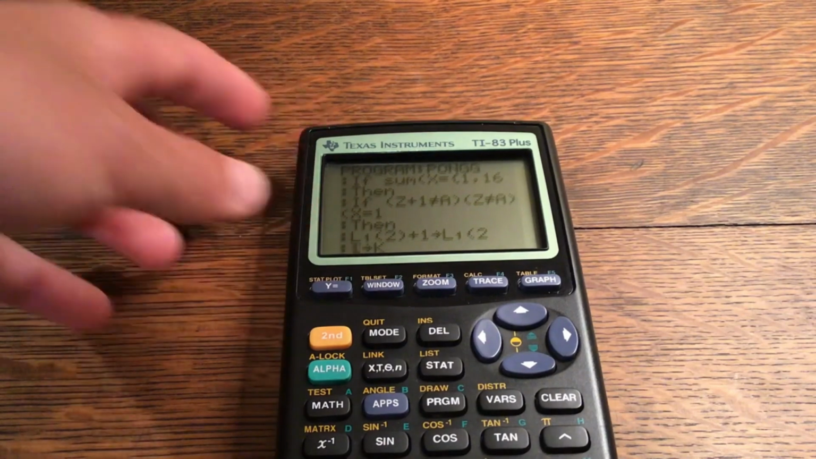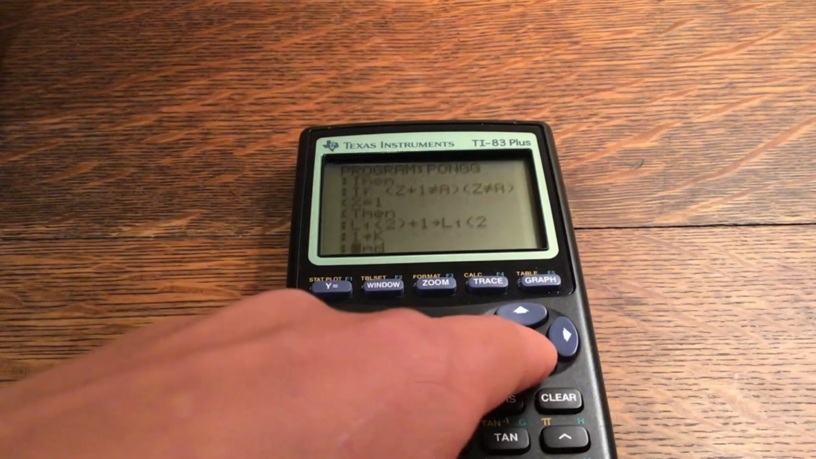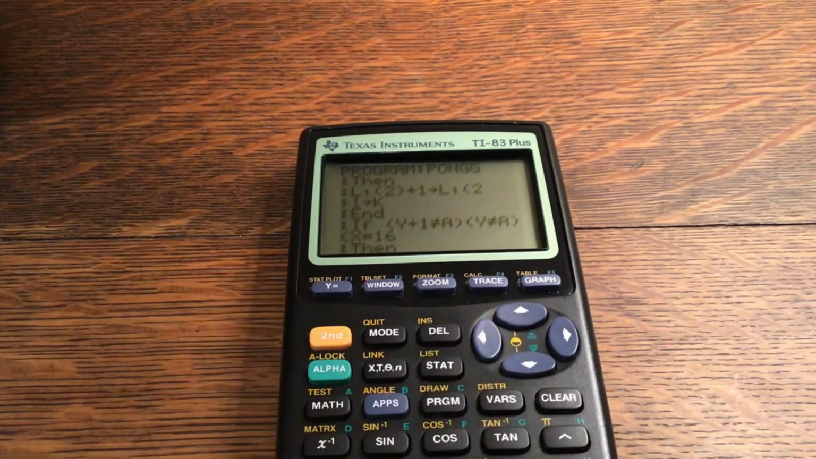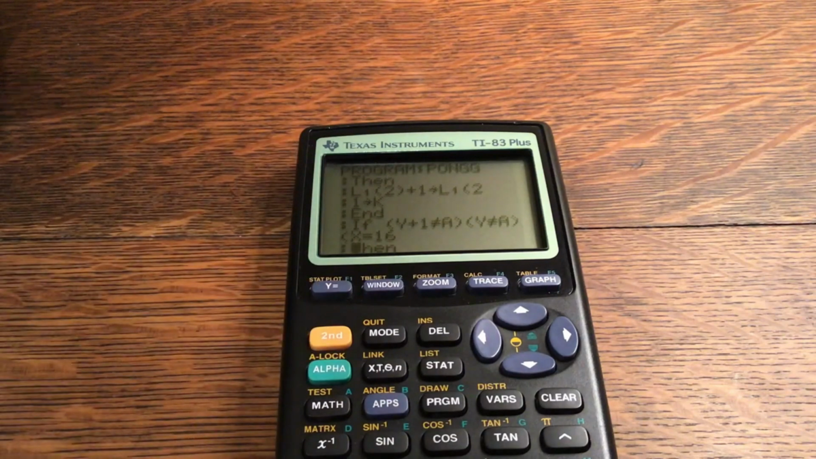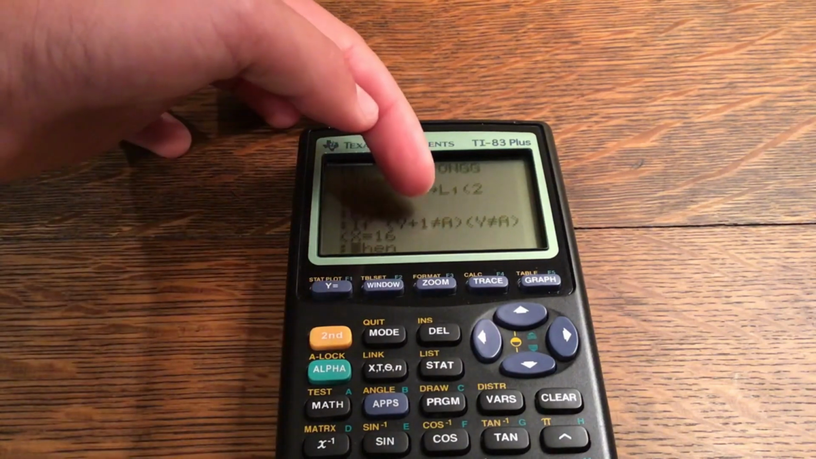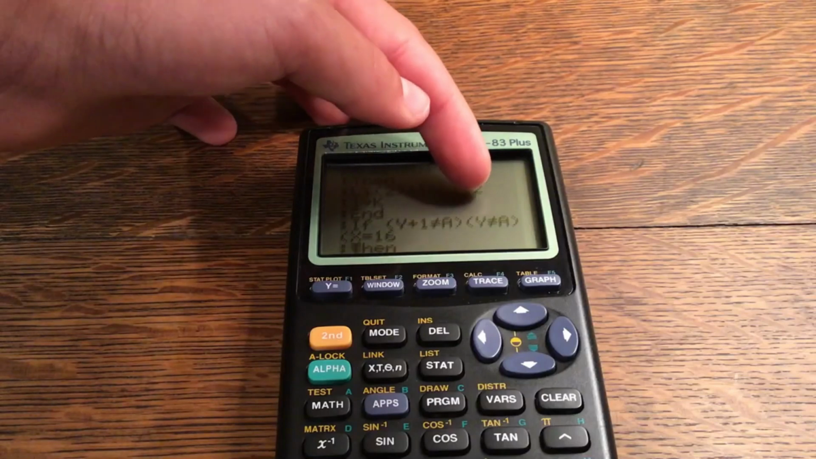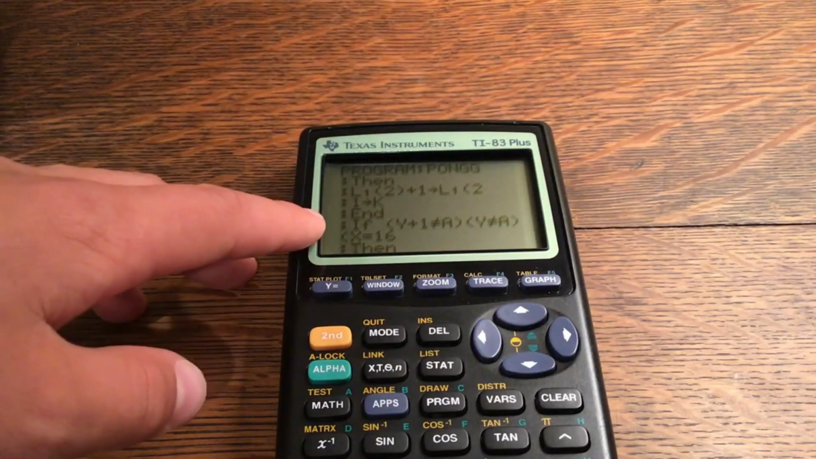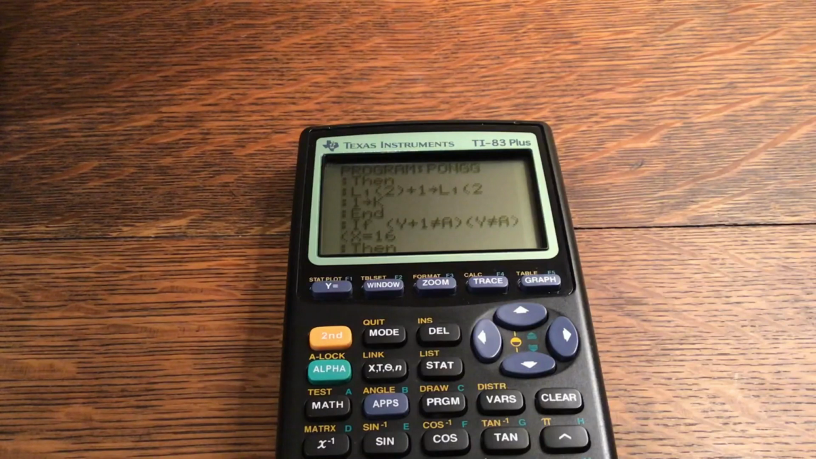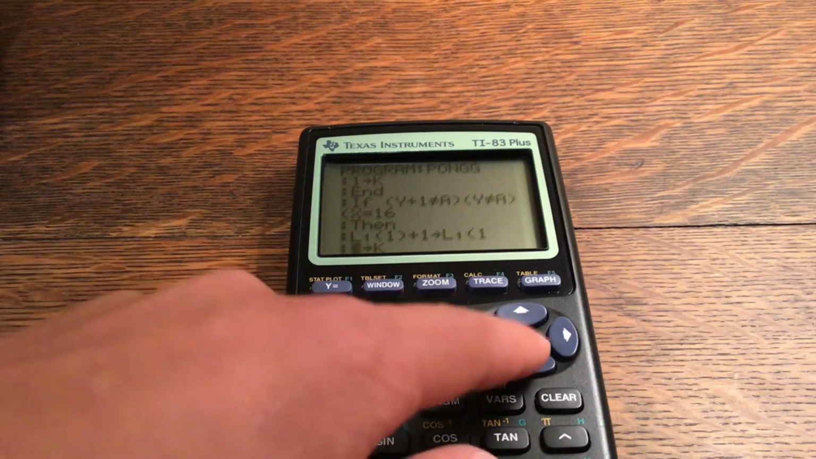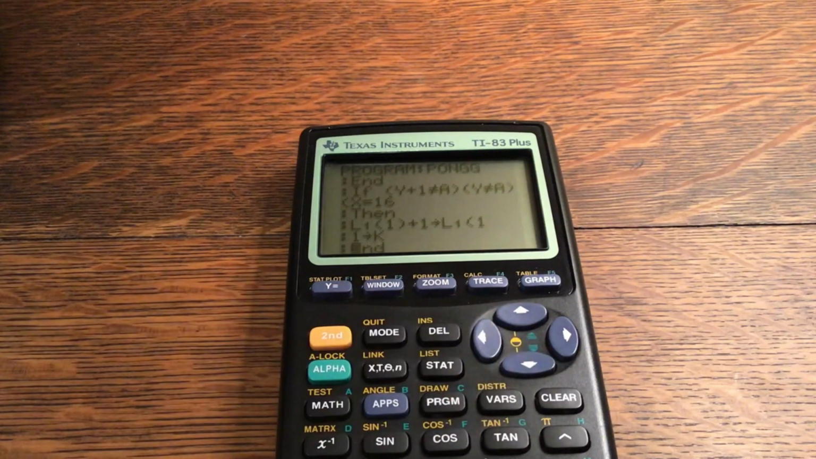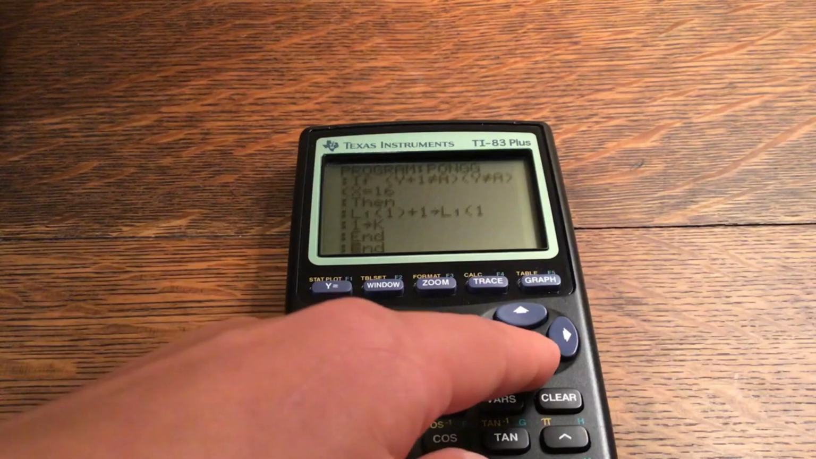Then L1 at 2 plus 1 stored into L1 at 2, 1 stored into K, and if Y plus 1 is not equal to A, multiplied by Y is not equal to A, multiplied by X is equal to 16, and you can also replace the multiplication with an and. So if Y plus 1 is not equal to A, and Y is not equal to A, and X is equal to 16, and you can do the opposite with plus or minus signs, and that is or, mostly plus signs though. Then L1 at 1 plus 1 stored into L1 at 1, 1 stored into K, and.